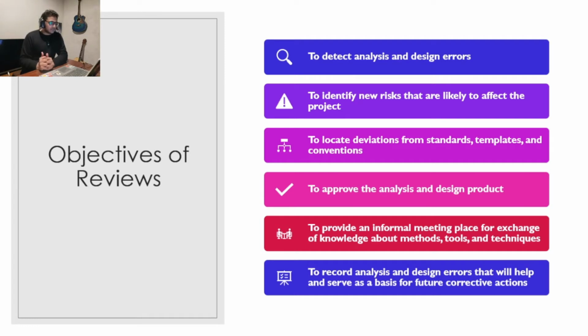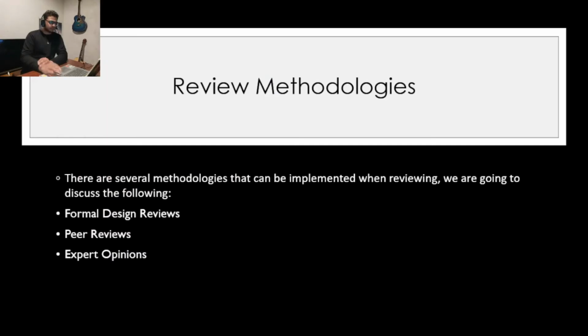So these are some of the objectives of reviews: to detect analysis and design errors, to identify new risks that are likely to affect the project, to locate deviations from standards, templates, and conventions, to approve the analysis and design product, to provide an informal meeting place for exchange of knowledge about methods, tools, and techniques, to record analysis and design errors that will help and serve as a basis for future corrective actions. Right. So these are some of the major and basic objectives of reviews.